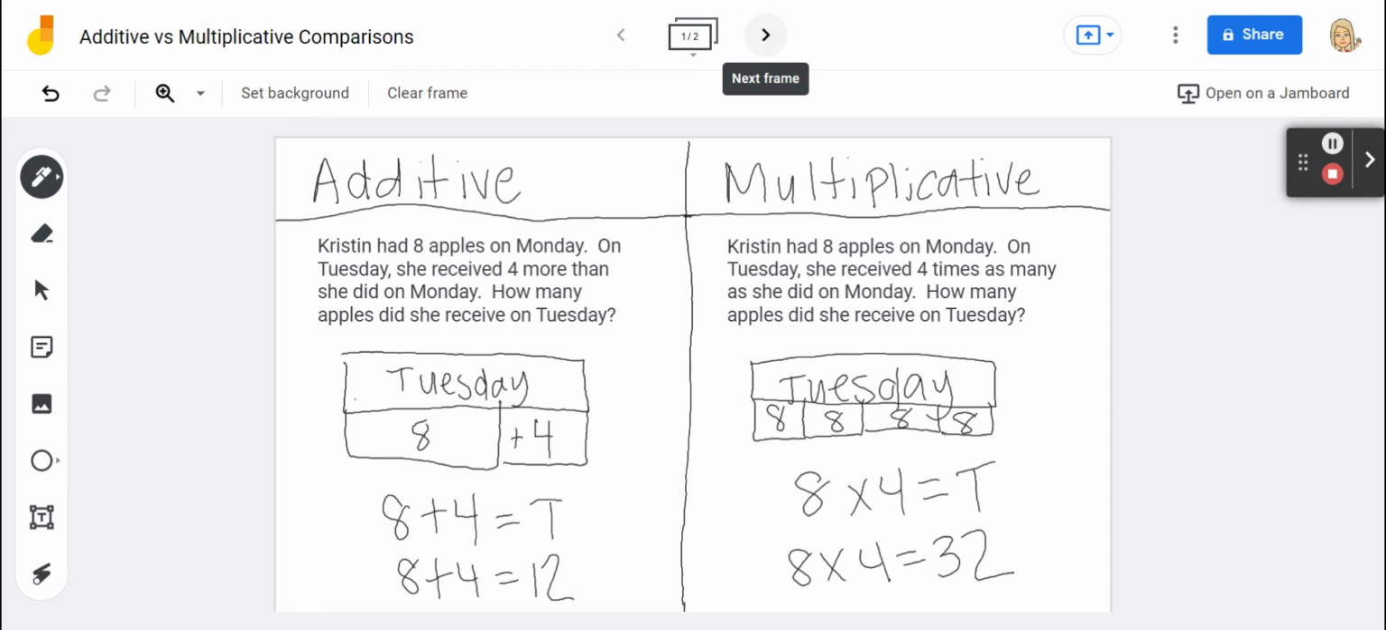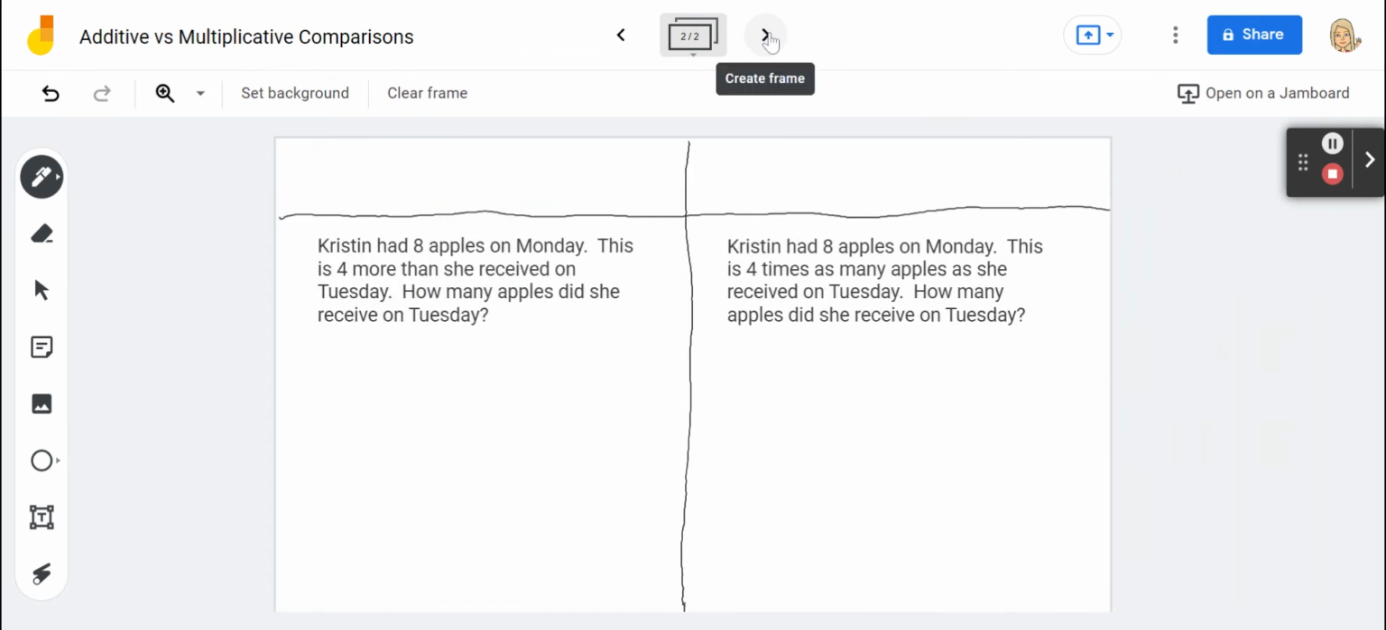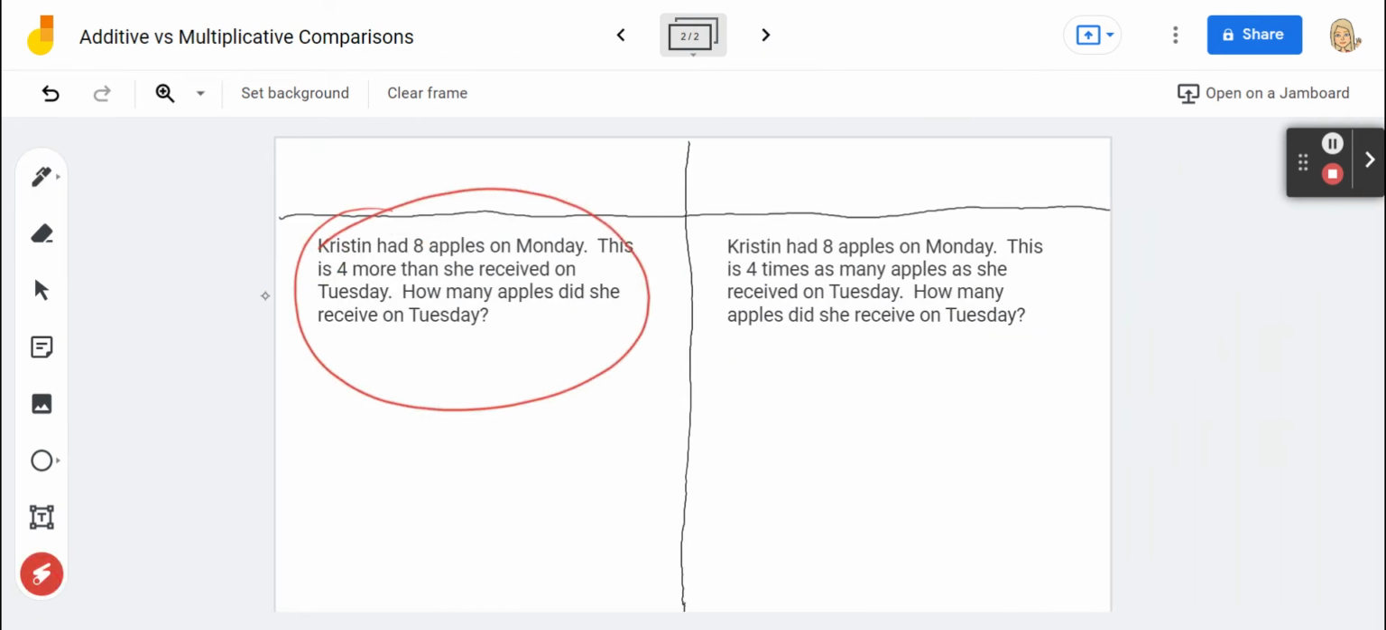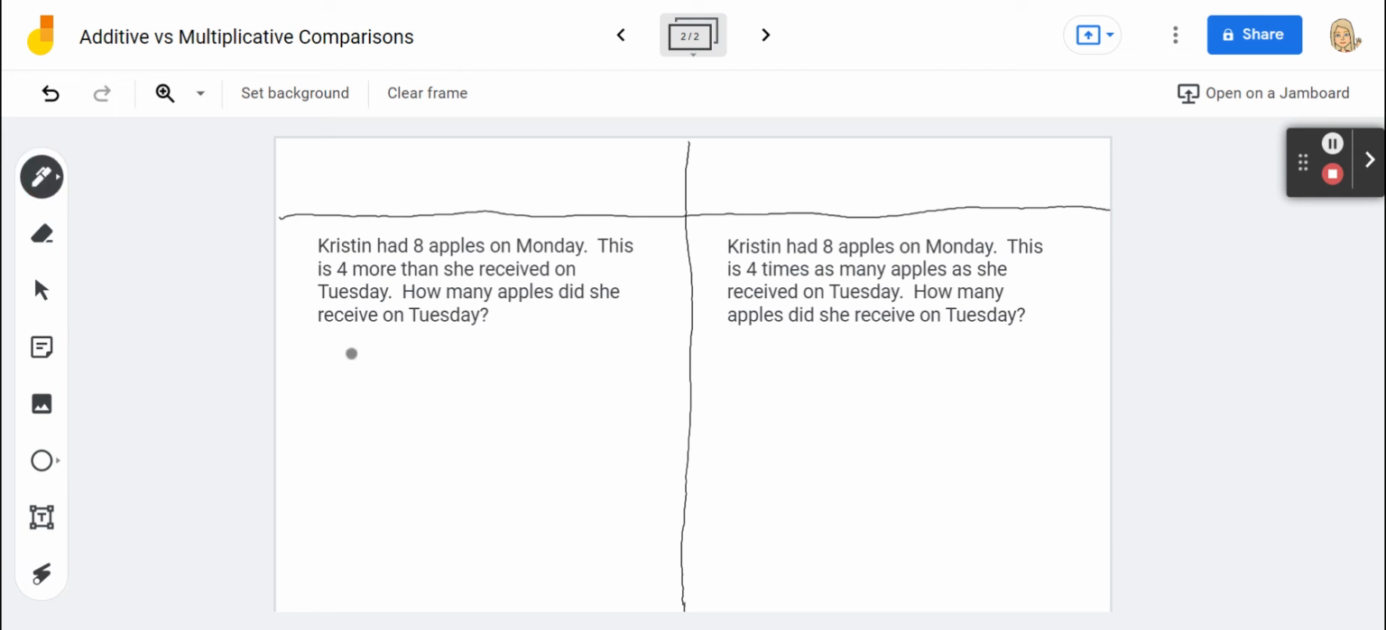Now with additive and multiplicative comparisons, you're not always adding or multiplying. Let's look at 2 more problems. This problem here says Kristen had 8 apples on Monday. This is 4 more than she received on Tuesday. How many apples did she receive on Tuesday? So this time, you're going to subtract 8 minus 4, since she had more on Monday than Tuesday, is 4 apples. This is still called an additive comparison, but we're using subtraction. With additive comparisons, you can either add or subtract because you're finding how many more or less.